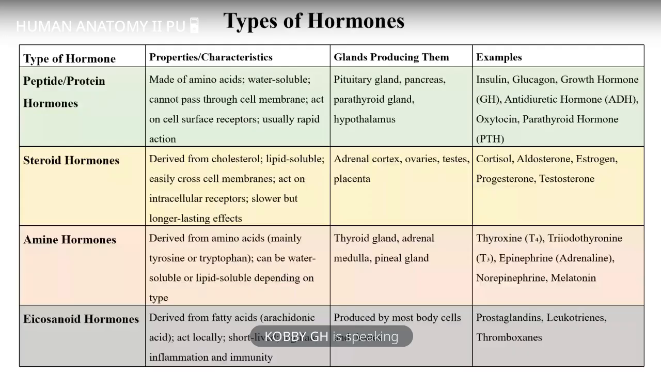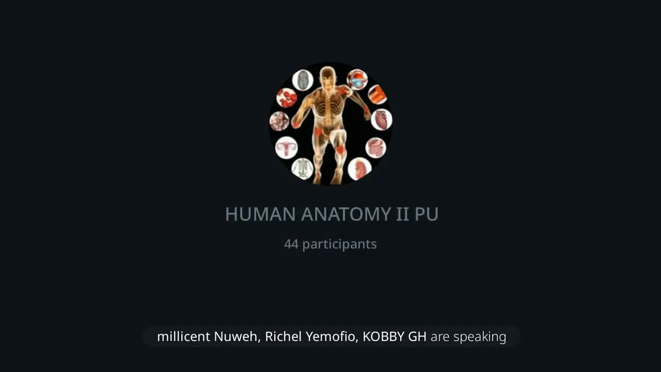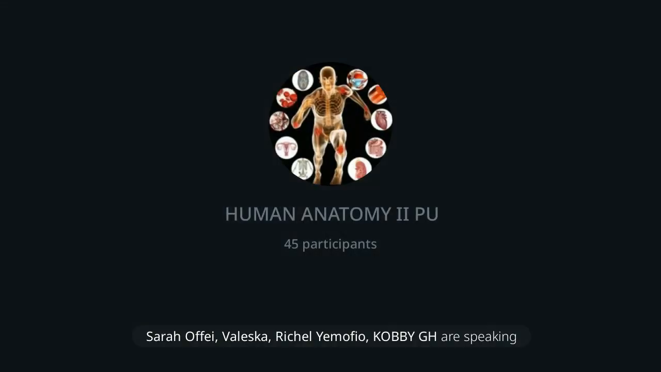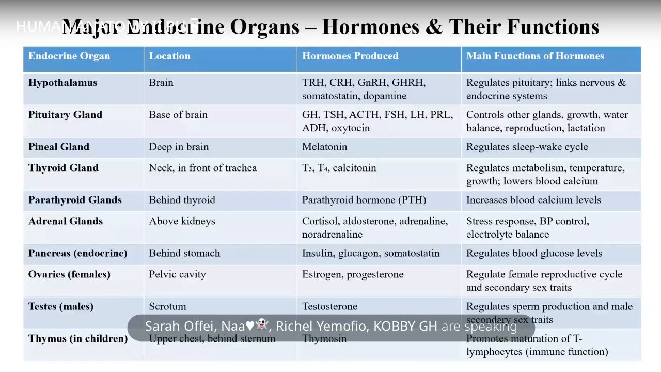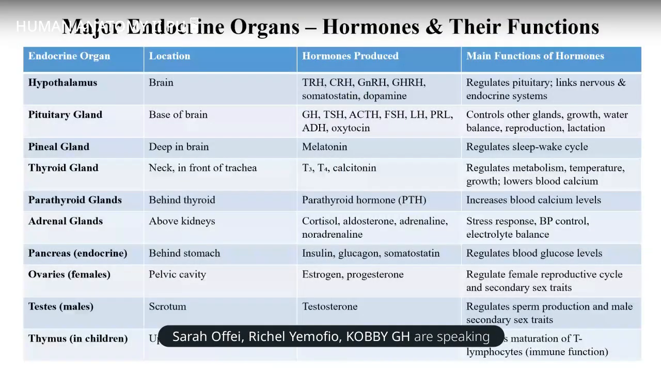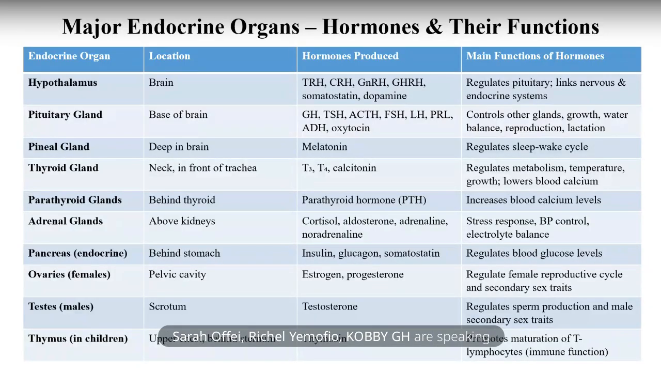So we looked at the major endocrine organs. What are the major endocrine organs? Please mention the major endocrine organs. Hypothalamus. Thymus. Thyroid. Parathyroid gland. Adrenal gland. Pancreas. Ovaries. Testis. Okay. Let's mention them for the second time.